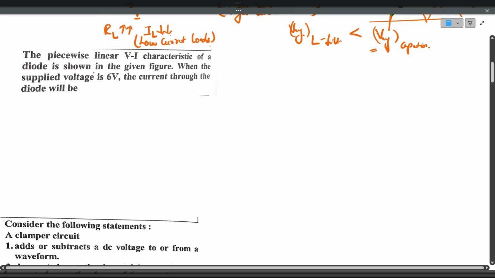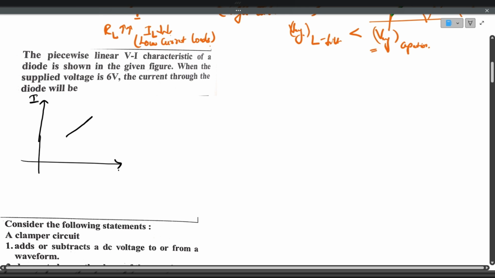Next question. The piecewise linear VI characteristics of a diode is shown in the figure. Actually, the figure is not given, so I will draw the figure. This is a piecewise VI characteristics.